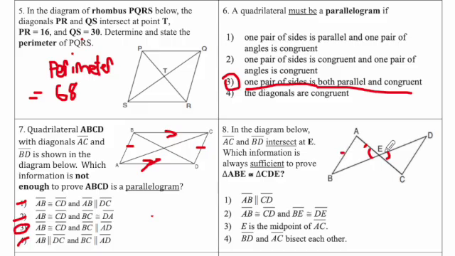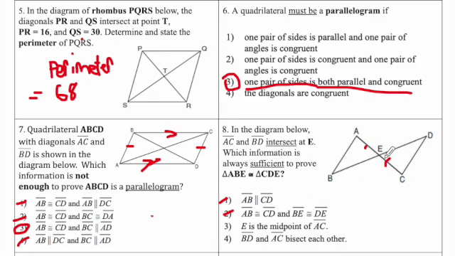AB is congruent to CD, BE is congruent to DE. In this case, we have a side-side-angle, so that's not enough. Let's get rid of this. E is the midpoint of AC. So right now, we just have an angle and a side. That is not enough.